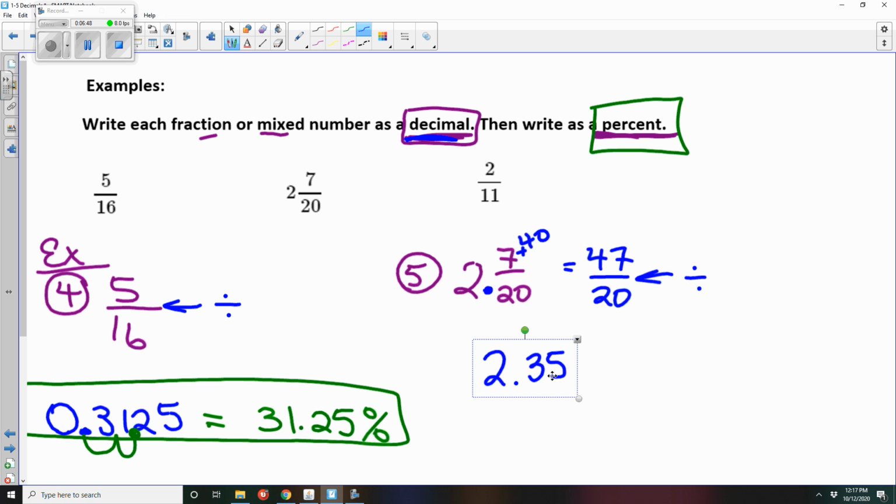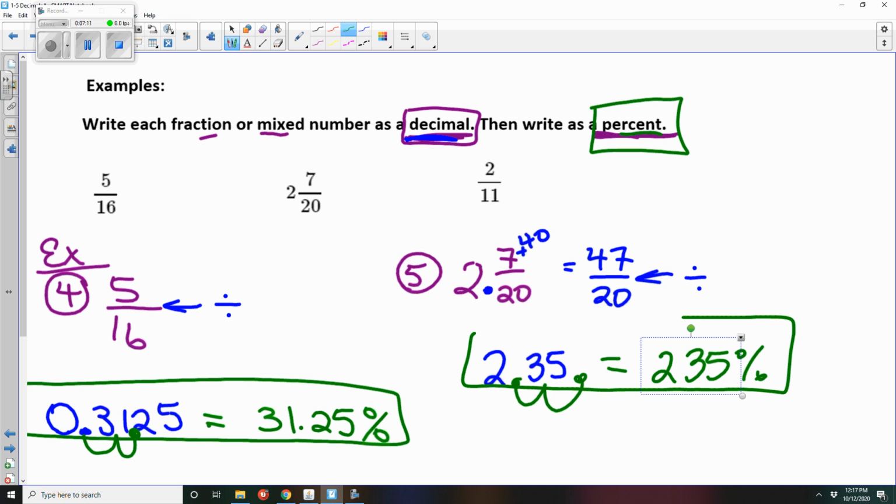Now we got the decimal. What next are we supposed to do? You got to turn it to a percent. So now that we're going to a percent, we see the decimal right there. I move it 2 places to the right. You got it. And what's it going to be as a percent? 235%. You got it. And those are both of our answers.